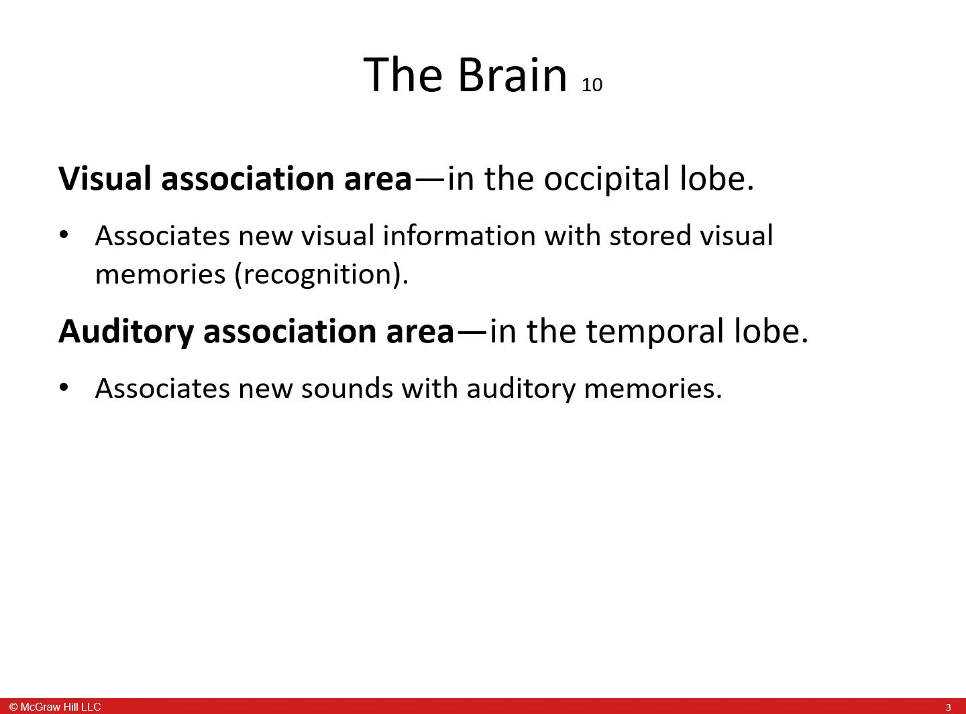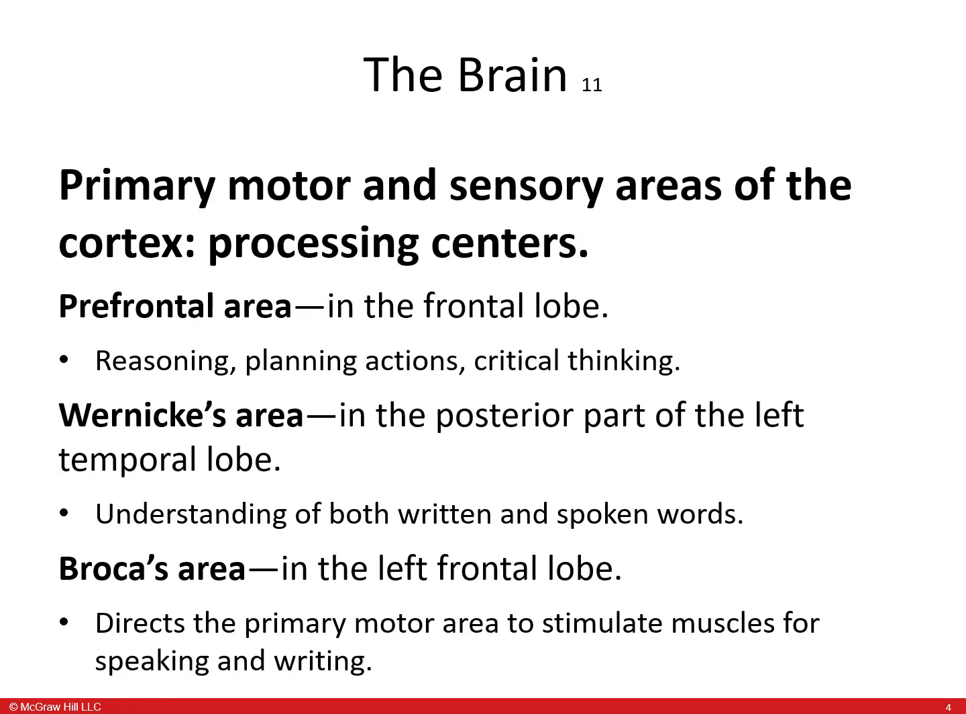The occipital lobe is the visual association area, so basically it stores visual memories. The temporal lobe is the auditory association area. It associates new sounds with auditory memories. Now the prefrontal area, it is located in the frontal lobe. It's important for reasoning, planning, actions, and critical thinking.